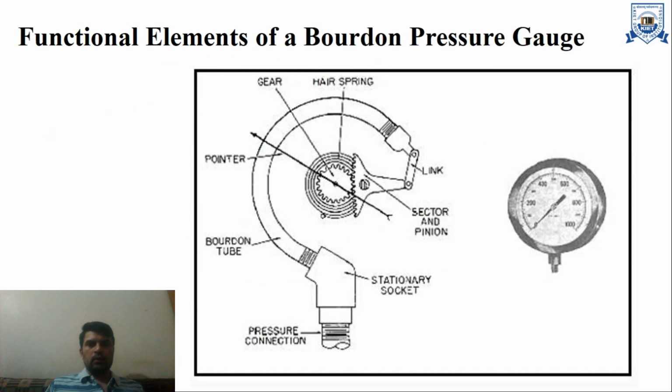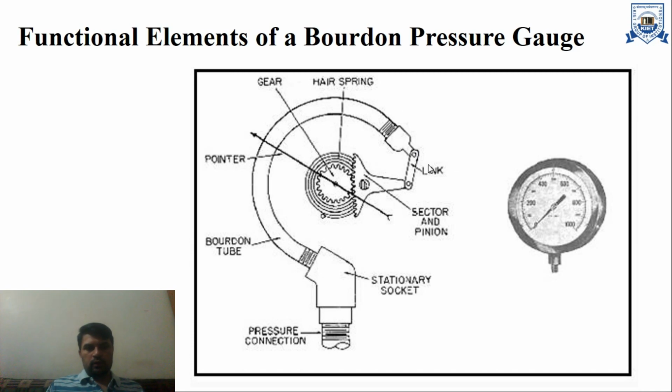Here is an example of functional elements of a Bourdon pressure gauge. Here first we have to measure pressure, as this is a C type Bourdon tube. As the pressure increases or decreases, this C type Bourdon tube compresses or expands on the basis of pressure input. As the pressure increases, it expands, and as the pressure decreases, it compresses.